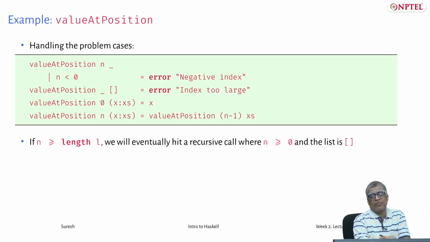Once you have gone past the first two lines of the definition, you know for a fact that n is greater than or equal to 0 and that the list is non-empty. So your number will be 0 or more and your list will be of the form x colon xs. So if you want to extract the value at position 0, it's just x. The value at position n is just the value at position n minus 1 of the tail, which is xs. Okay, so we saw all this last week.